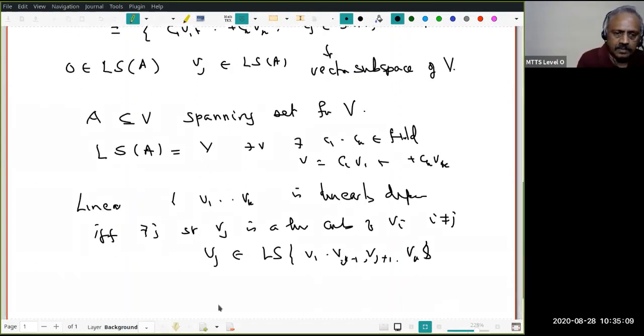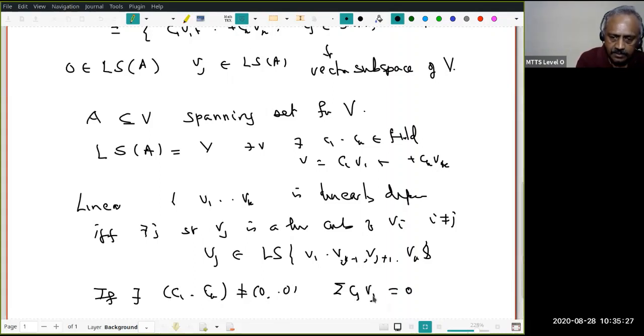A very standard algebraic way of saying this is, we say v1, v2, ..., vk is linearly dependent if there exist c1 to ck, not the zero tuple, that is, at least one cj is not equal to 0, so that the sum of cj vj, j equal to 1 to k, is 0.